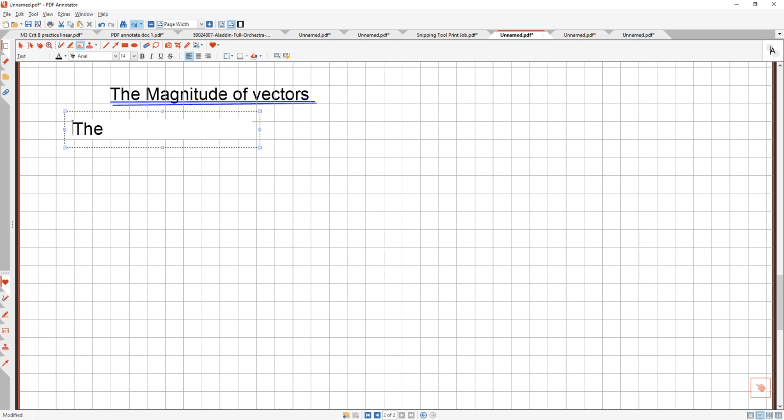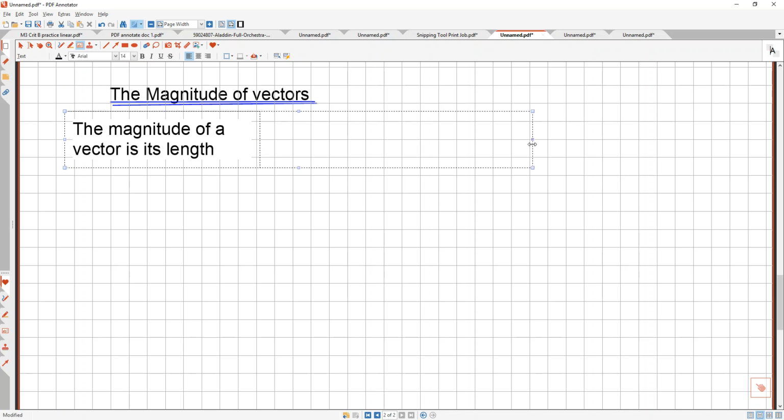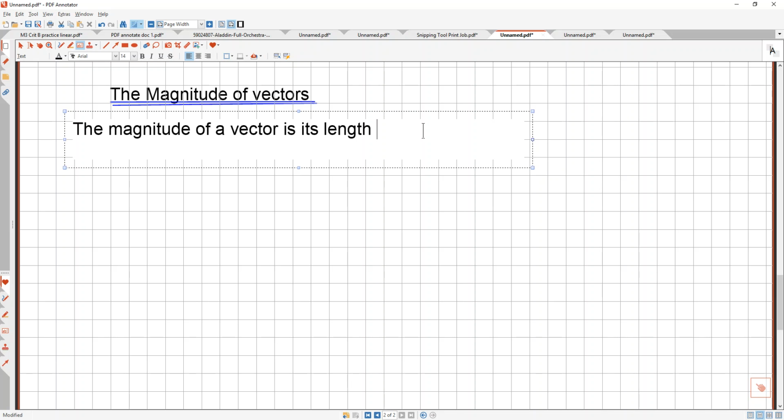The magnitude of a vector is its length. Its length or its size. One end of the vector to the other.